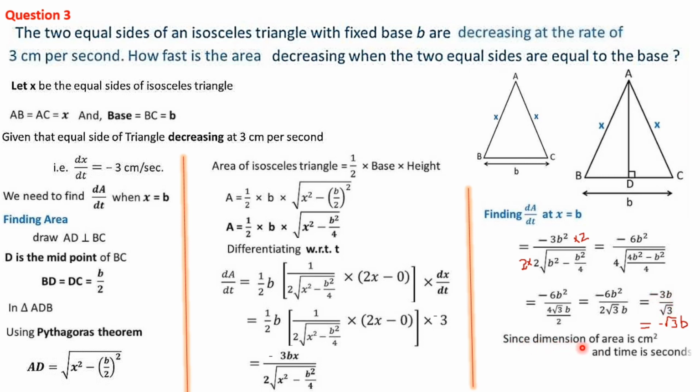Since the dimension of area is centimeter square and the time is in seconds, dA by dt is equal to b root 3 centimeter square per second. Minus root 3b means it is decreasing. How fast the area is decreasing, that is what the question asks. The area is decreasing at the rate of b root 3 centimeter square per second. Minus we can avoid because the question itself says it is decreasing. That is the answer.